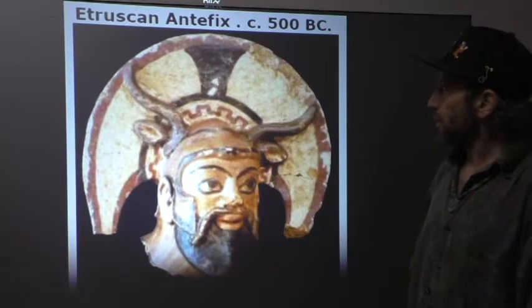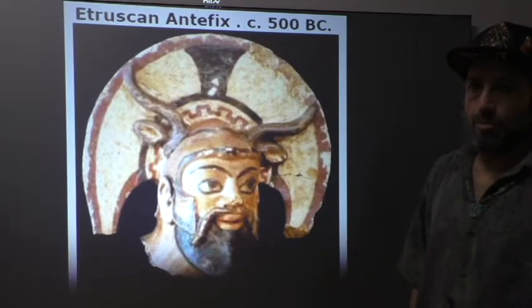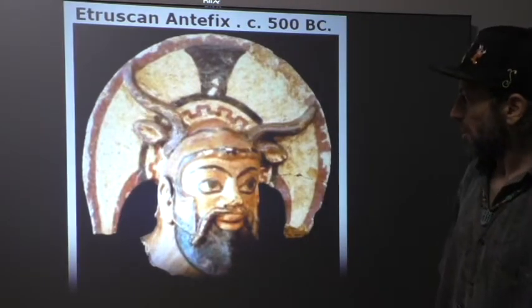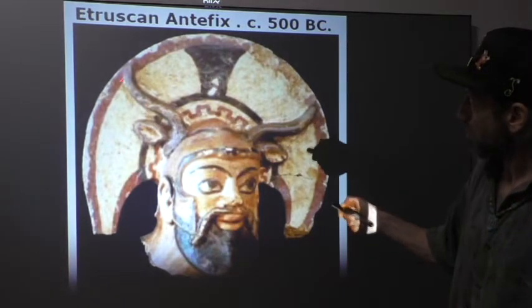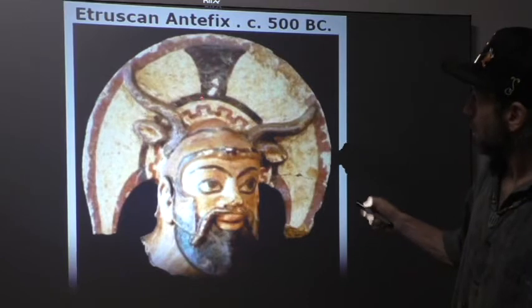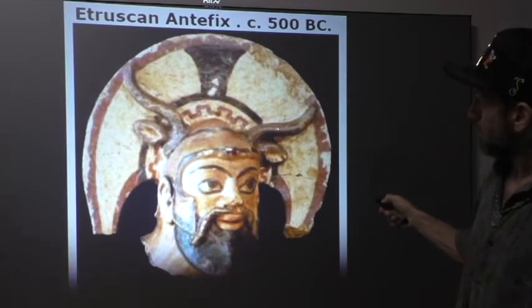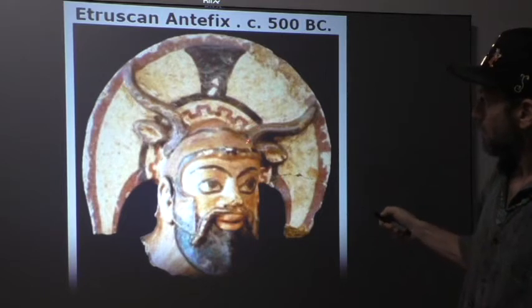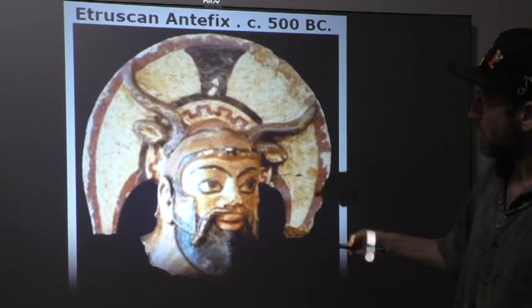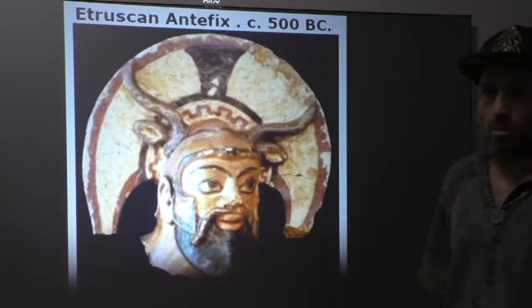This is an Etruscan antefix from 500 BC, and it's like a mask of some sort. And as you can see, there's the mushroom shape right here. As well, there are horns right here on this figure. So he has the horns, he has the mushroom shape, and this becomes more and more obvious.